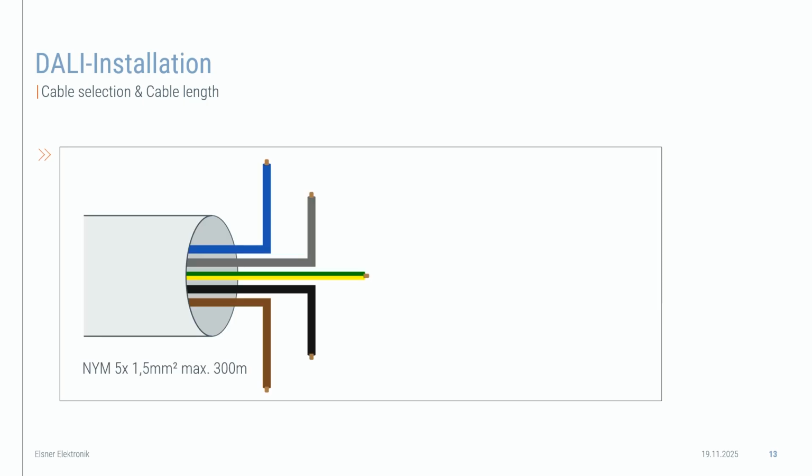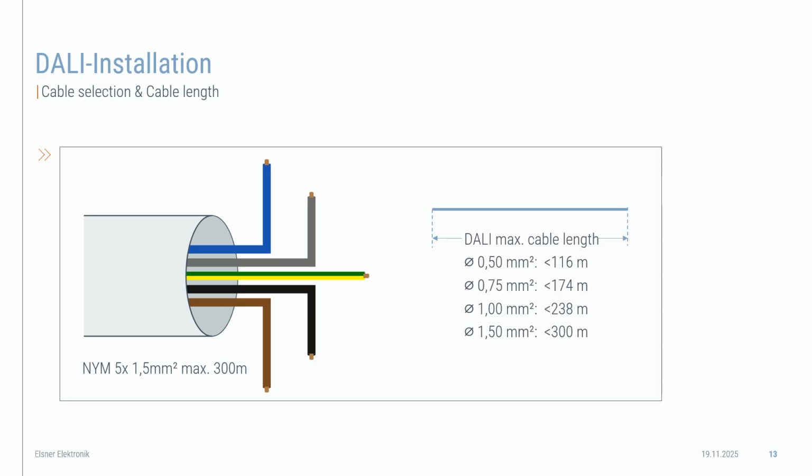And we're moving to the DALI installation, and the key factor here is the cable. So when installing the DALI bus, the cable diameter is the main factor determining the maximum length of this bus. For example, a 1.5 square millimeter cable supports up to 300 meters of bus.